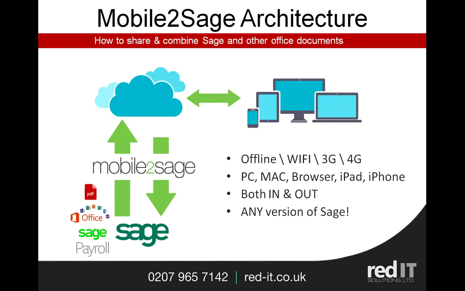So what's Mobile2Sage? Well, it's an architecture which allows you to share office information with remote users, predominantly on iPhones, iPads, Macs, PCs or browsers. It works both online and offline, and it works both in and out of Sage. It works on any version of Sage, and there's no need for you to upgrade.